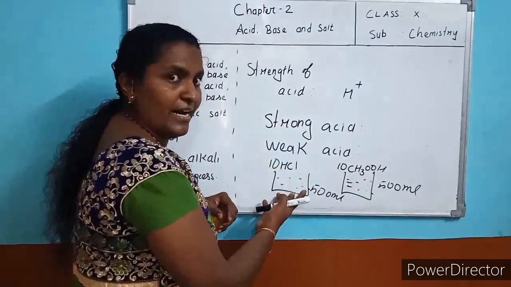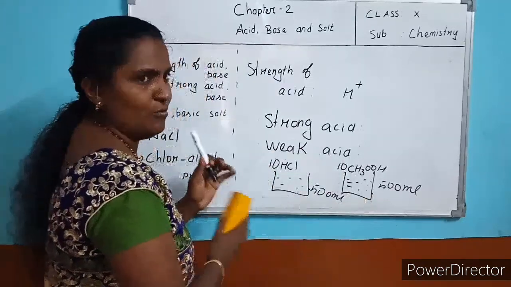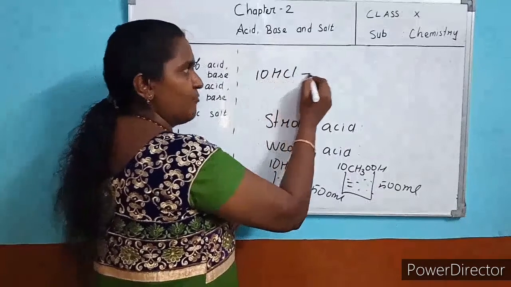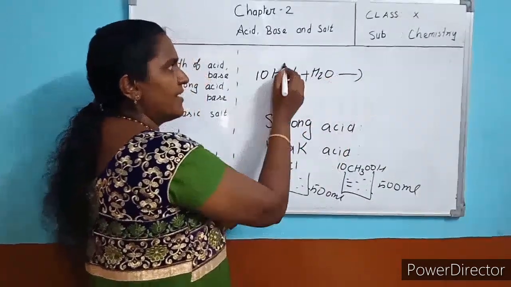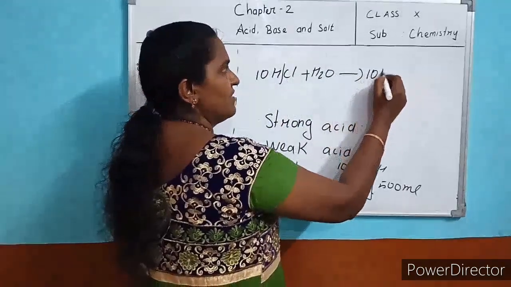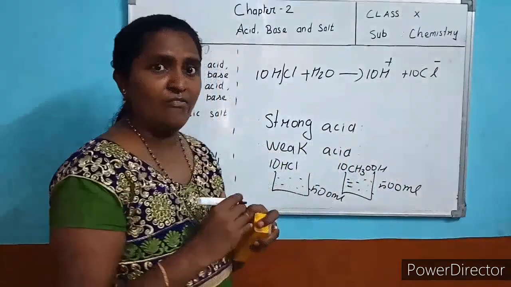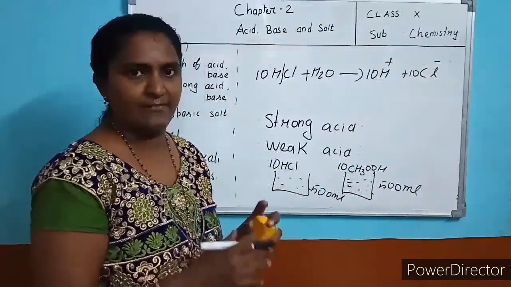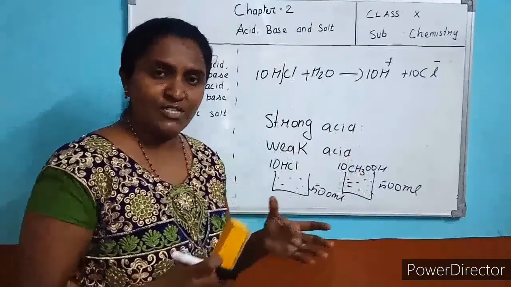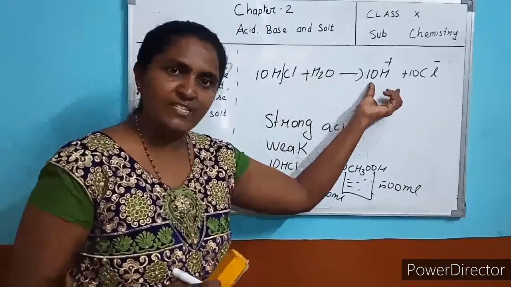Why? Because more hydrogen ions are produced here, and fewer hydrogen ions are produced here. How? When you add 10 molecules of HCl in water, all the 10 molecules dissociate to form 10 hydrogen ions. All the molecules dissociated and formed hydrogen ions. More hydrogen ions. How much you added, that much number of ions you got.